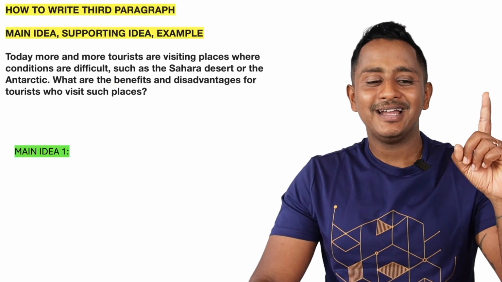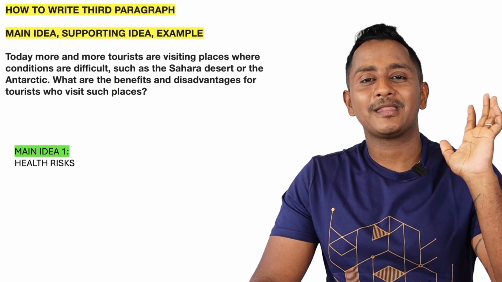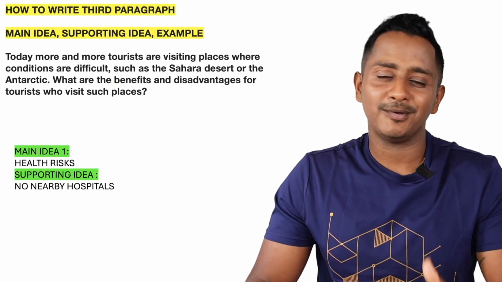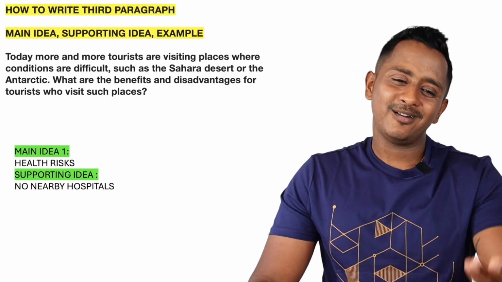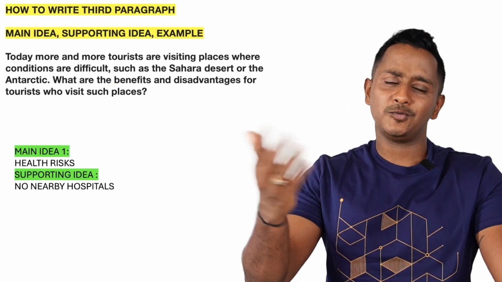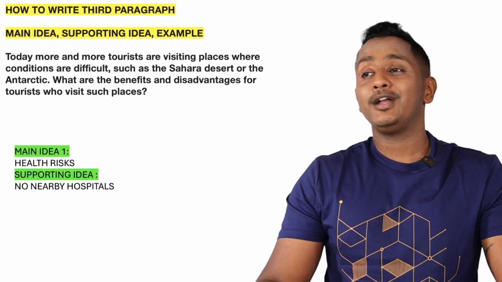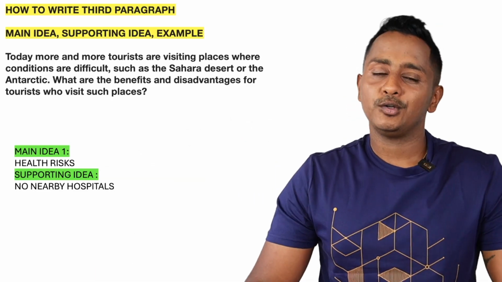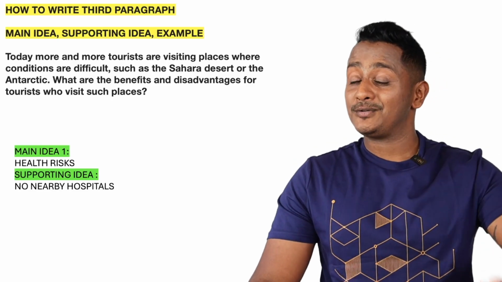That's the supporting point. The main idea is health risks. The supporting idea is that there is no medical facility available nearby, so no nearby hospitals. For examples, talk about what will happen in the Sahara Desert: heat stroke. There are instances where people have succumbed to heat stroke, and due to lack of medical facilities nearby, people have to rush to hospitals probably after 5-6 hours of traveling.